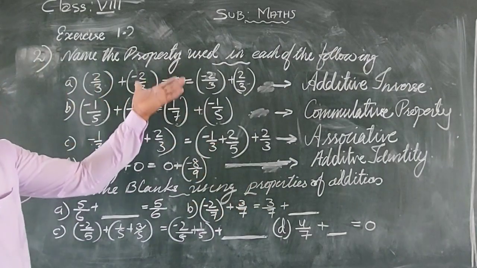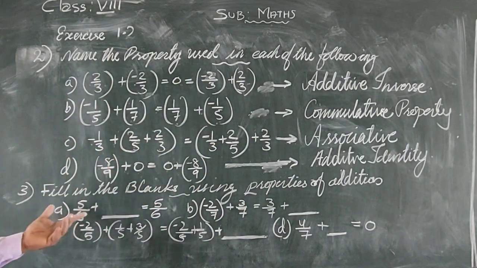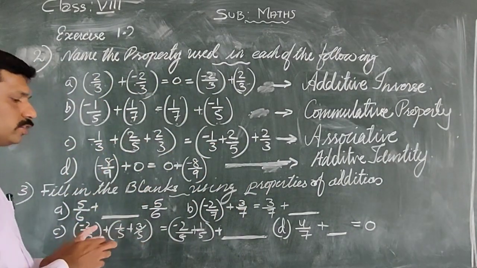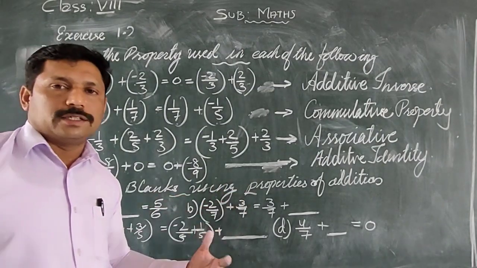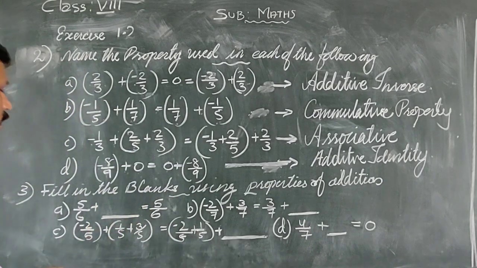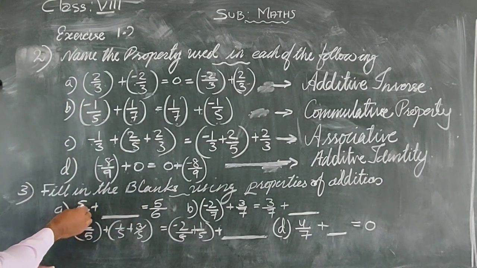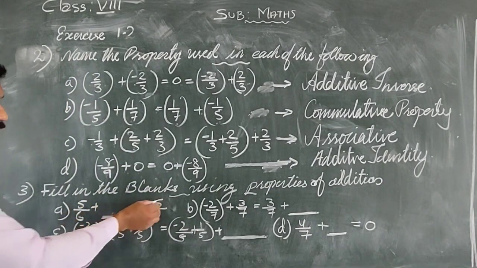Additive. So these are the answers of the second question, and let us see the third question. In this third question we have to fill in the blanks using the properties of addition. Look at the first question: 5 upon 6 plus dash is equal to 5 upon 6.